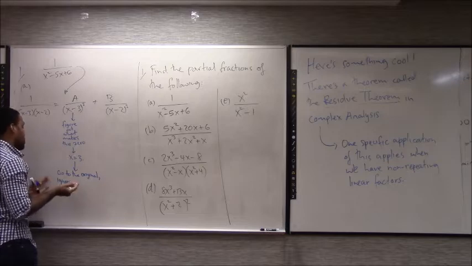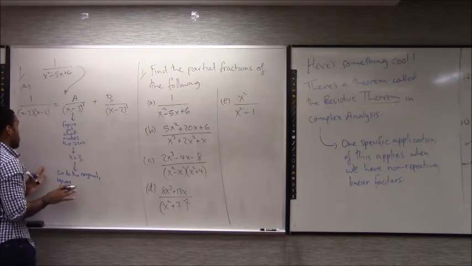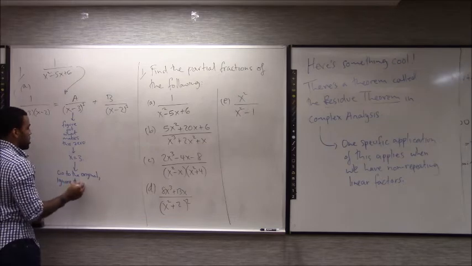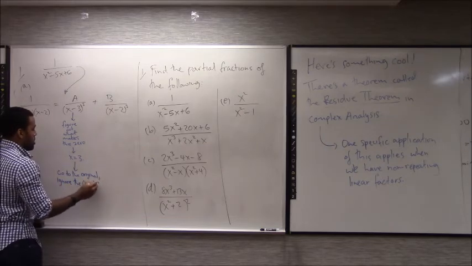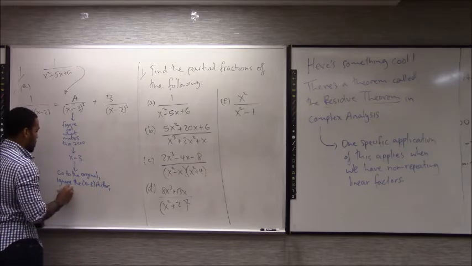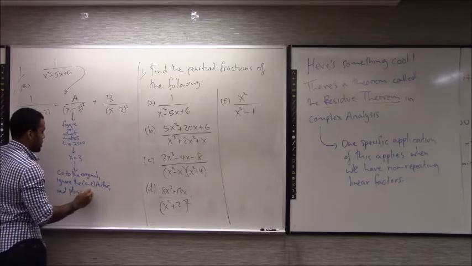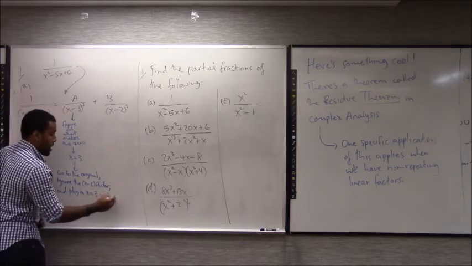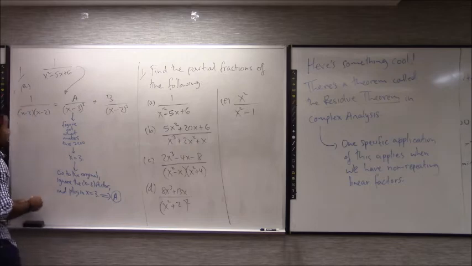Ignore. It takes a while for me to write it out, but once you actually know the method, it's going to be super quick and super easy. Ignore the x minus 3 factor and plug in x equals 3. This will give you A.